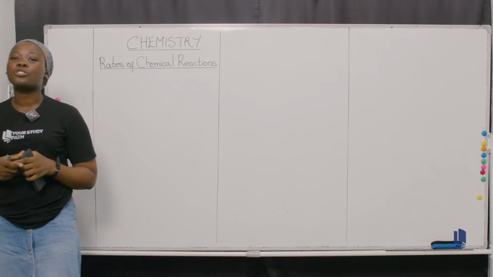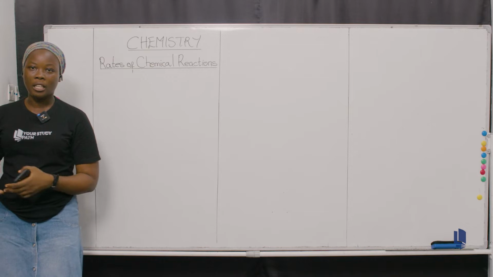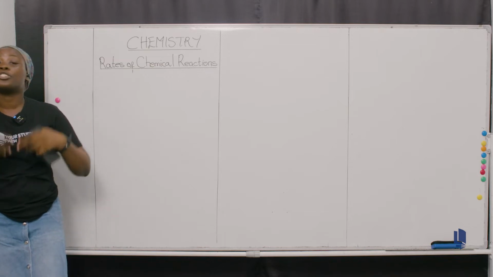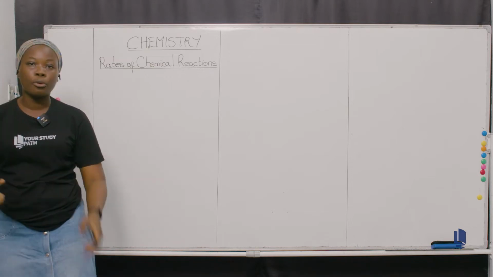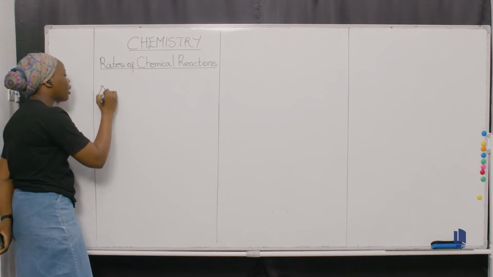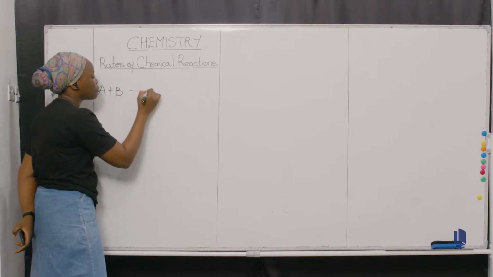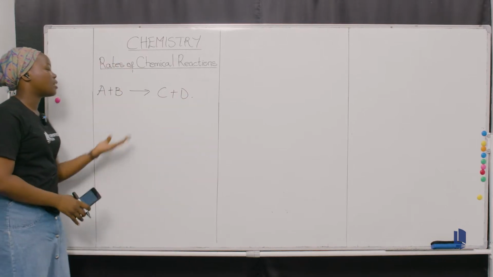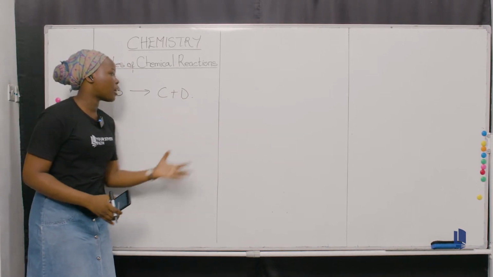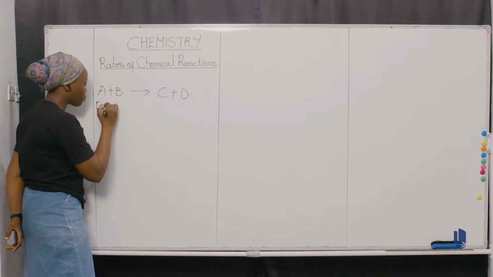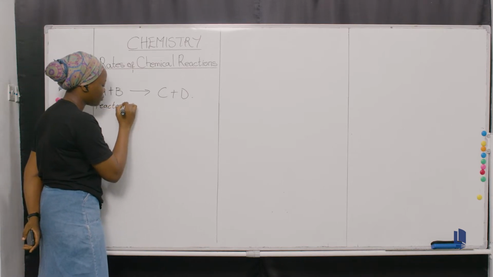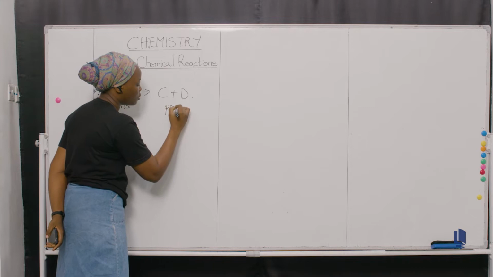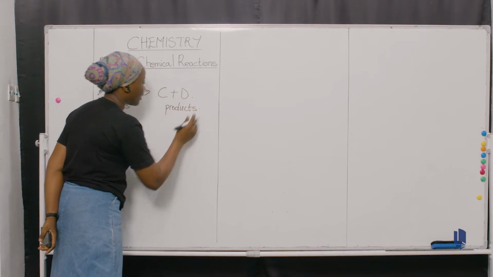The starting species is called the reactant, while the new substances formed are called the product. That means you can have A plus B giving C plus D. To the left hand side are the reactants, and to the right hand side are the products. And there are several reactions.